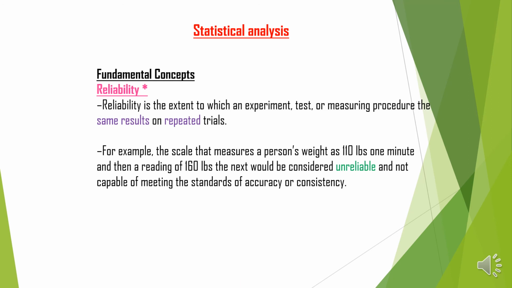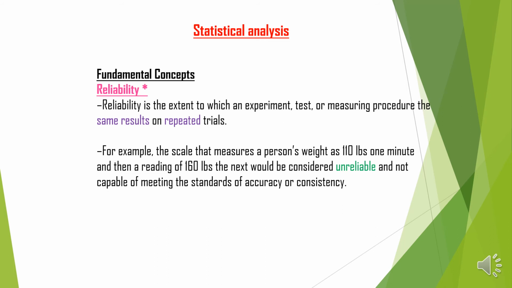Reliability is the extent to which an experiment, test, or measuring procedure gives the same result on repeated trials. Again, what's reliability? Repeated measures will give the same results. For example, if I'm using a scale to weigh someone and the weight is 100 or 110 pounds at one minute, and when I repeat it after a couple of minutes it gives 160 pounds, it's not reliable, it's unreliable.